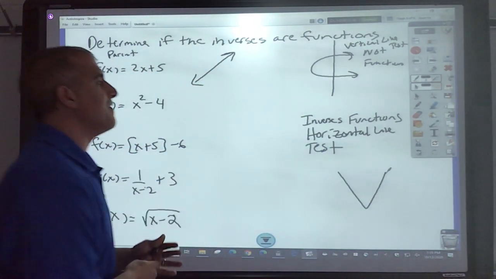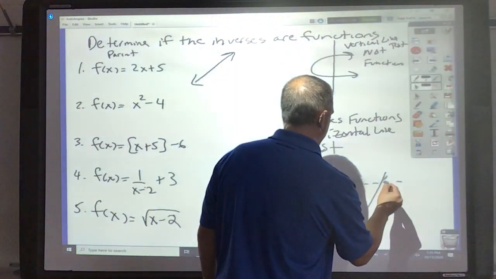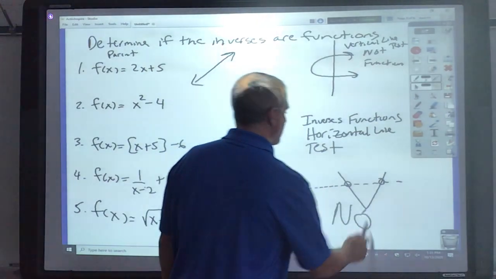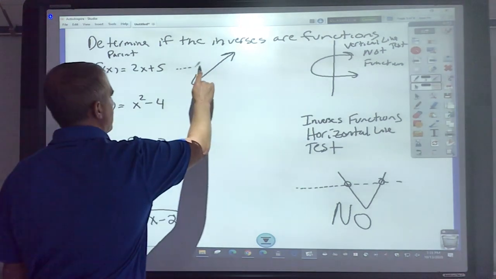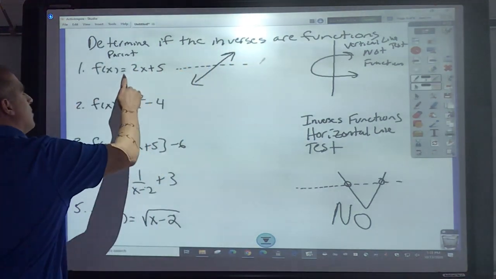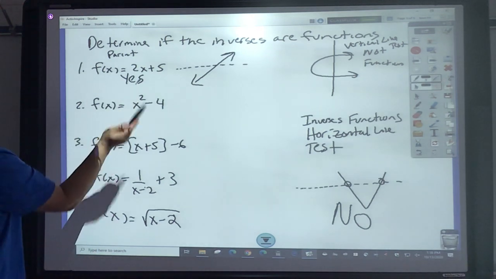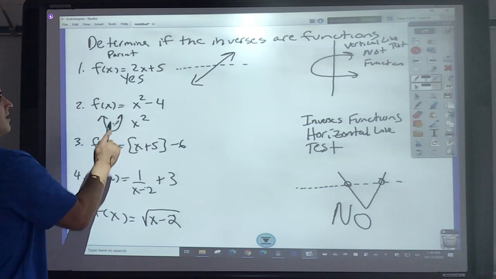The idea behind the horizontal line test is if I've got any graph and I wonder whether the inverse is a function, I do a horizontal line just like that. If it passes through more than once, then the answer is no. All other situations are yes. So if I do this, it only passes once, so that first example is yes.